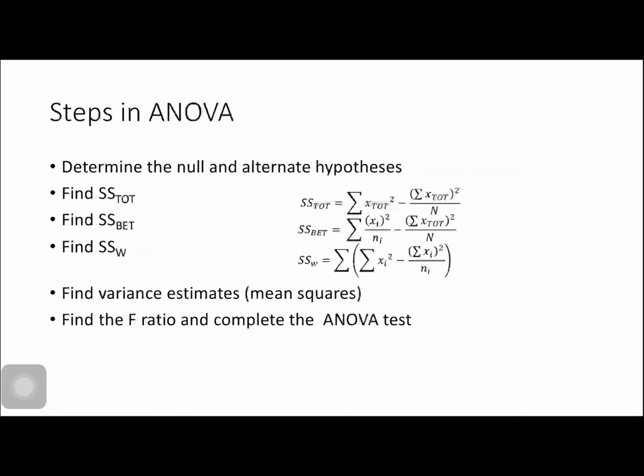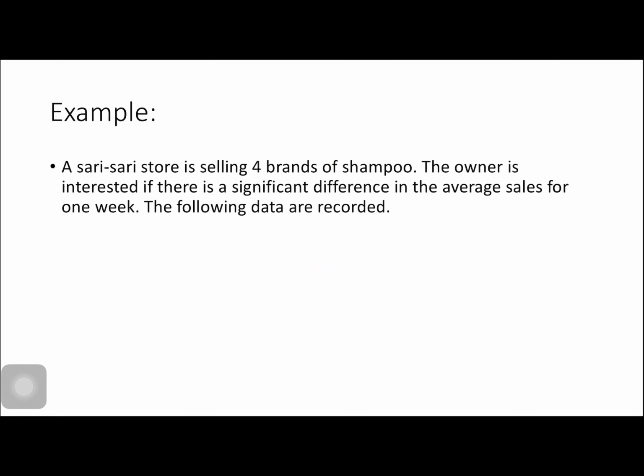Then for the steps in ANOVA, first is of course to state our problem. Second is to determine the null and alternate hypothesis. Then find the sum of squares for the total, between, and within. And these are the formulas that we are going to use. The next is find the variance estimates, that is the mean squares, find the F ratio, and complete the ANOVA test.